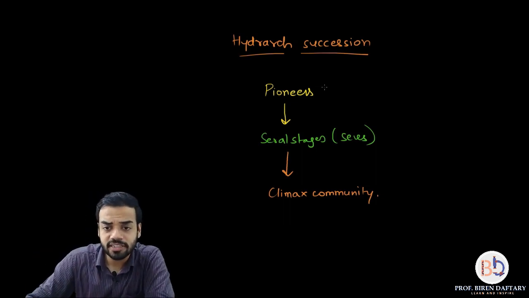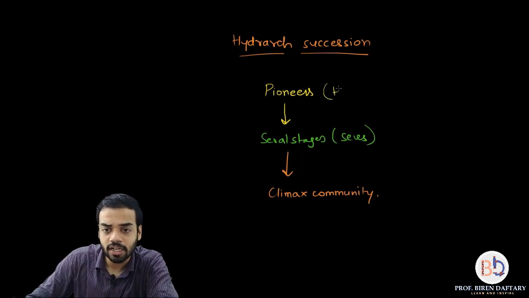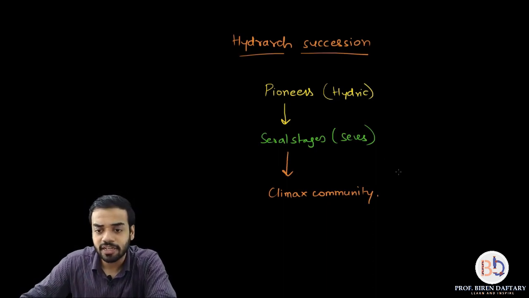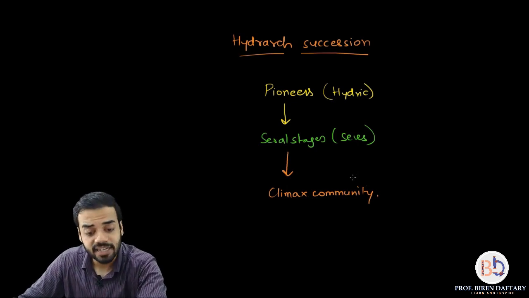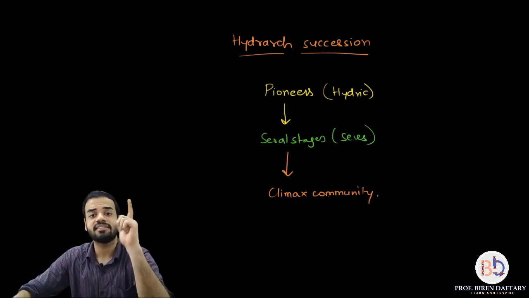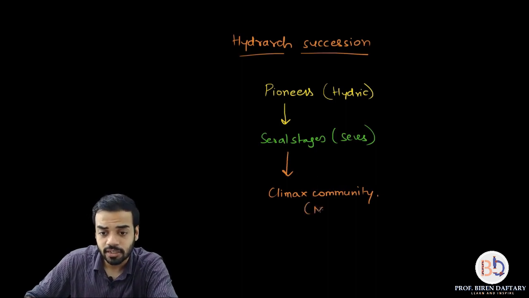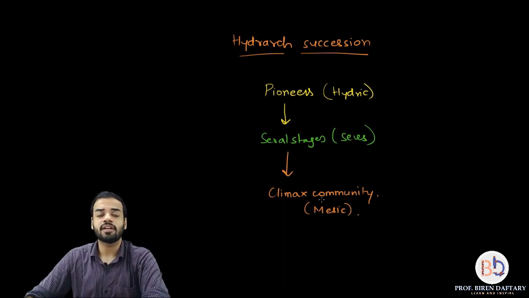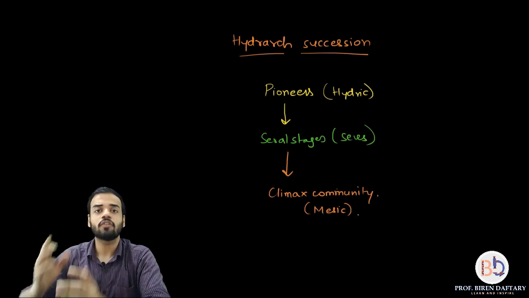So here which conditions should I write down when the pioneers enter? I will write down hydric conditions, means lots of water is present. And climax community will give rise to which conditions? It is going to give rise to mesic conditions, same as in xerarch succession. So I will write down over here mesic conditions. Okay, now what example can we give in the case of hydrarch succession?